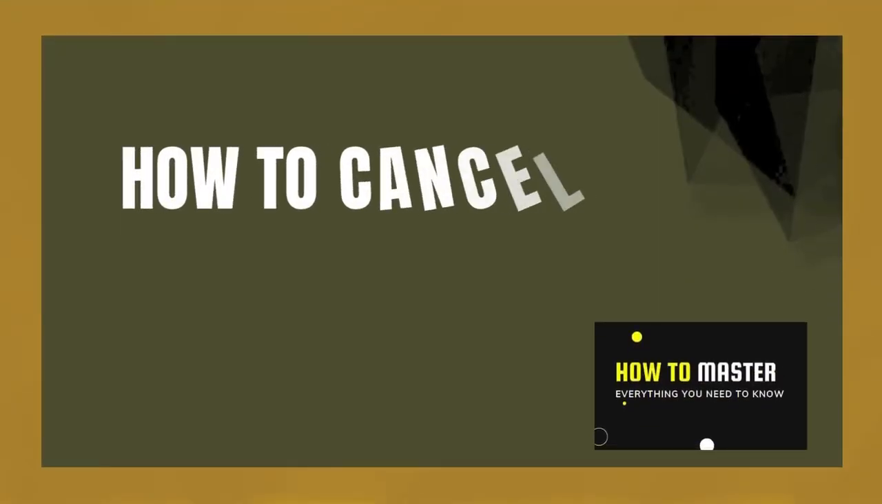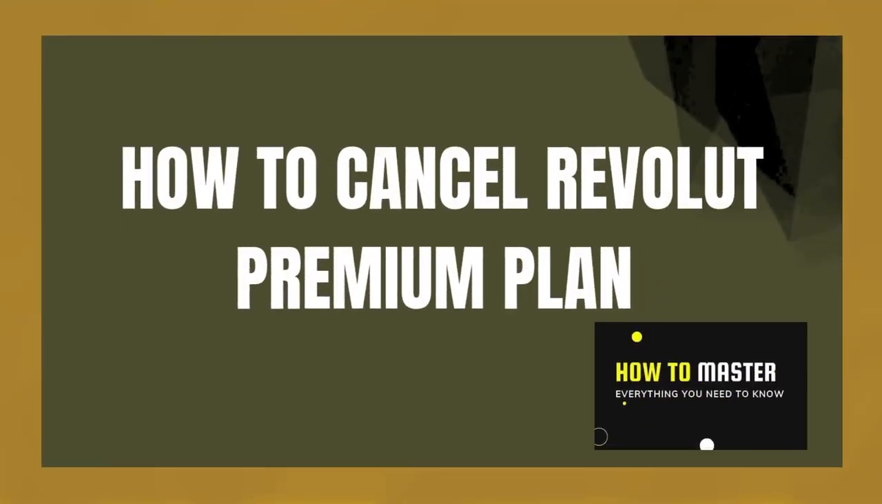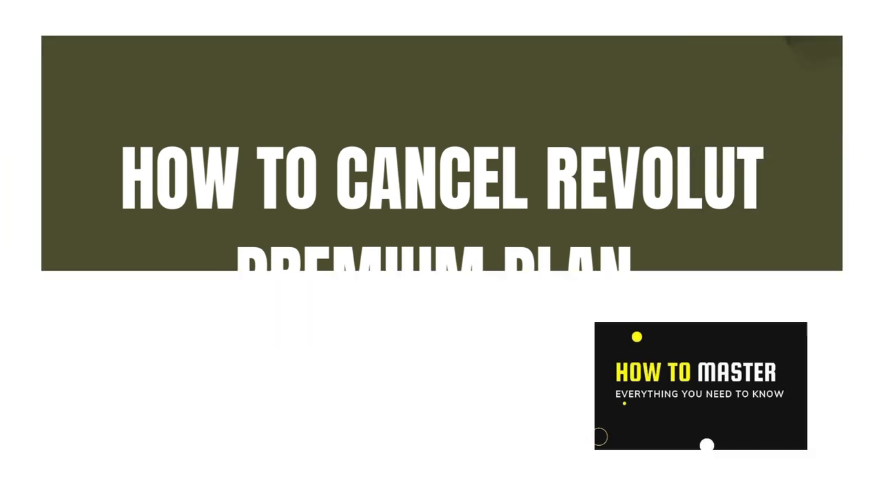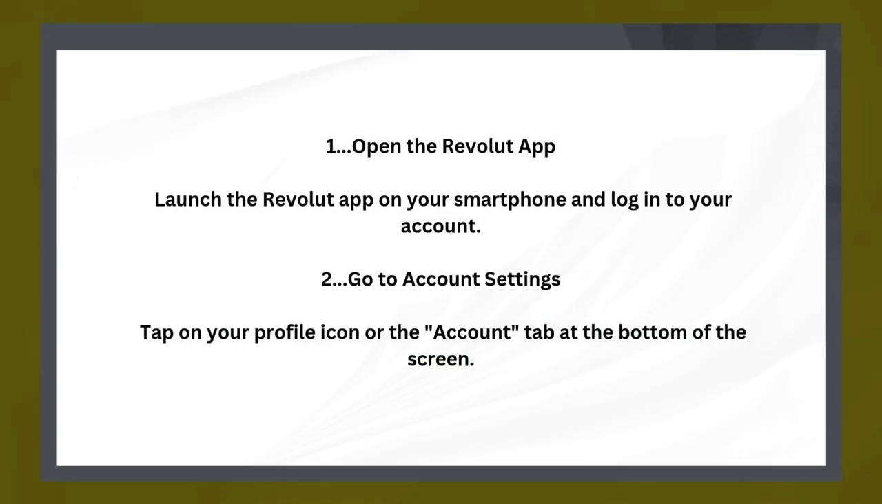Hello everyone, in this video I'm going to guide you how to cancel Revolut Premium plan. So let's get started. Number 1. Open the Revolut app. Launch the Revolut app on your smartphone and log into your account.